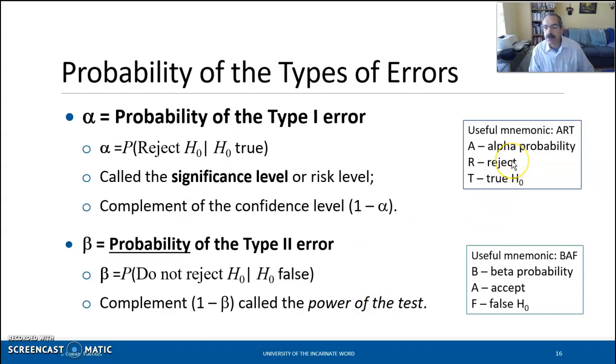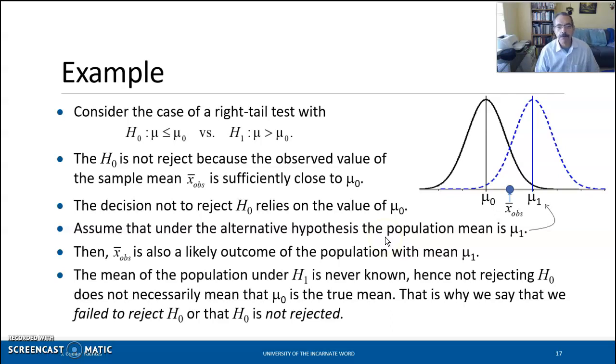All right, I included these mnemonics. I hope they're helpful to you. For example, this ART mnemonic: the A represents the alpha probability, R to reject, and T a true null hypothesis. And for the type 2 error, a mnemonic that has been useful to me is called BAF. B is for beta probability, A for accept, and F for a false null hypothesis. Of course, the word accept, we don't use it in the context of hypothesis testing. And the reason for that is given in this example.